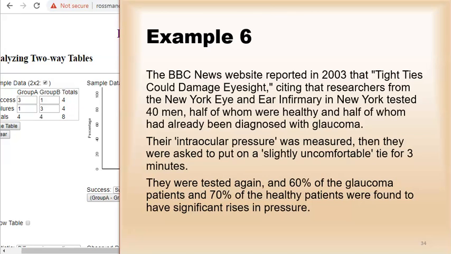Okay. The BBC News website reported in 2003 that tight ties could damage eyesight, citing that researchers from the New York Eye and Ear Infirmary in New York tested 40 men, half of whom were healthy and half of whom had already been diagnosed with glaucoma. Their intraocular pressure was measured, and then they were asked to put on a slightly uncomfortable tie for 3 minutes. They were tested again, and 60% of the glaucoma patients and 70% of the healthy patients were found to have a significant rise in pressure.